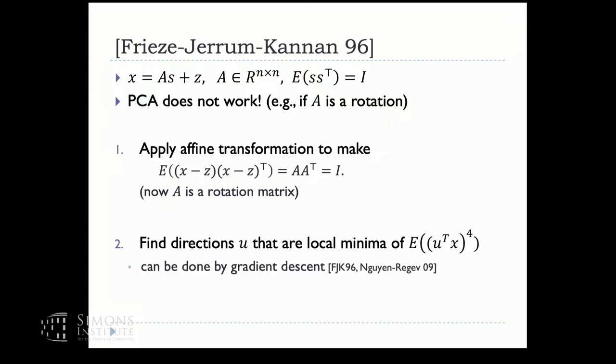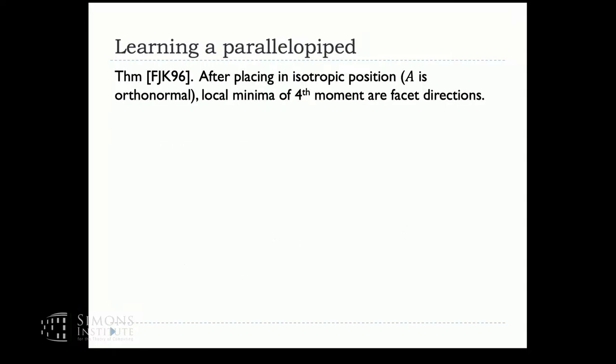And then, this is the interesting step, find directions that are local minima of the fourth moment. So find directions u, where I'm thinking of x as the sample points that are given to you, that minimize the fourth moment. That's a hard problem in general. But in this setting, with these independent original coordinates, you can actually find these. Well, local minima you can find approximately in any case. And you can do it by gradient descent, for example. And the point is that, okay, next slide. These are going to be the facet directions. The local minima are the facet normals. That's what we prove.